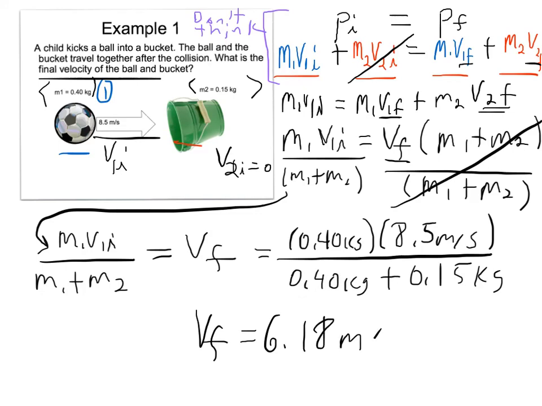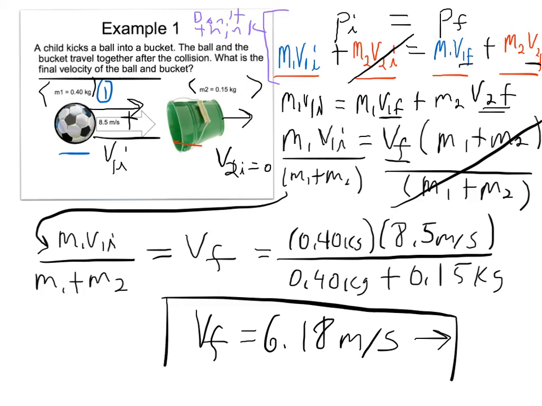And since this problem says final velocity, we need to give it a direction, so let's predict. It doesn't say magnitude, it asks me for the velocity. The soccer ball moved to the right, which means the soccer ball's velocity was positive. And obviously when it hits that bucket, it's going to move to the right. So let's call that 6.18 meters per second to the right. Or if we had clearly defined right to be positive, we could just leave it as positive. But for final velocity, it's moving to the right, and that's our number.